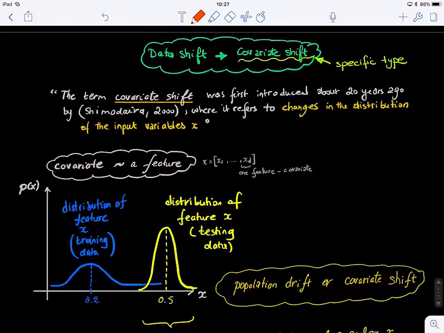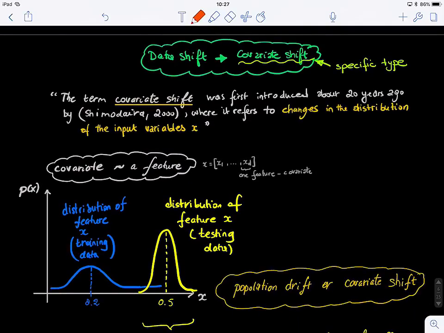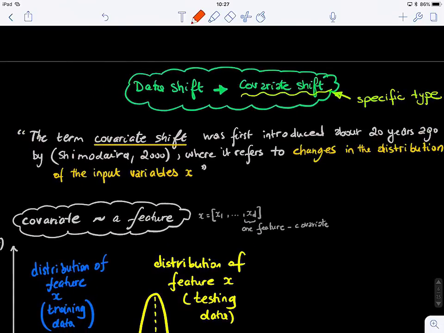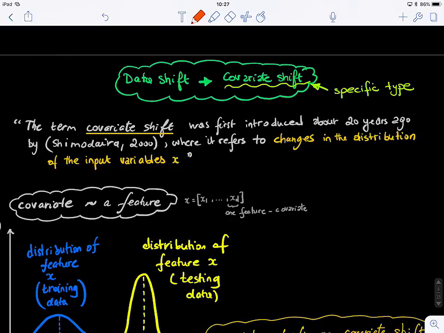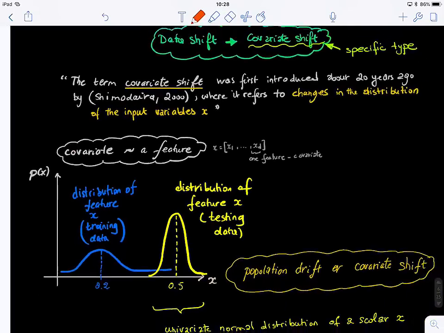Now, let's look specifically at this. When we say data shift, remember guys, we're not talking about the distribution of class A or class B. Okay, we're not concerned with the classes when we talk about classification. We're concerned about the distribution of the training data and the distribution of the testing data. So there are many types of data shifts, and here there is one particular type that we call covariate shift. The term covariate shift was first introduced about 20 years ago by Shimodaira, where it refers to changes in the distribution of the input variables x. So here a covariate is a feature.